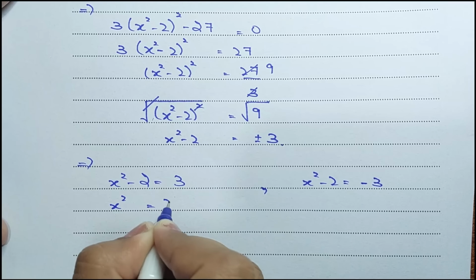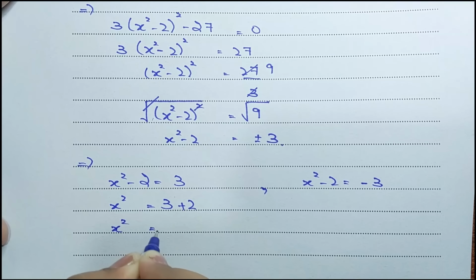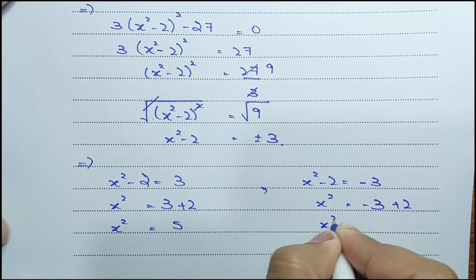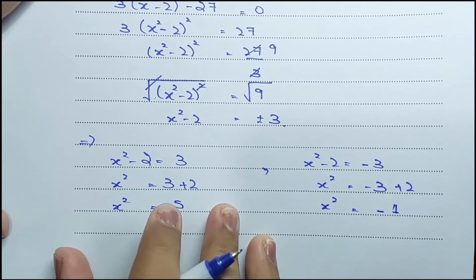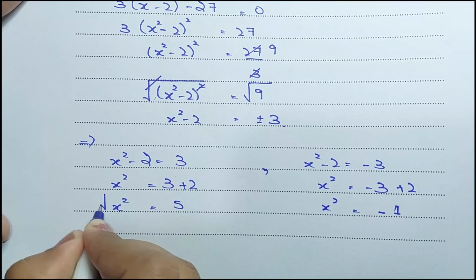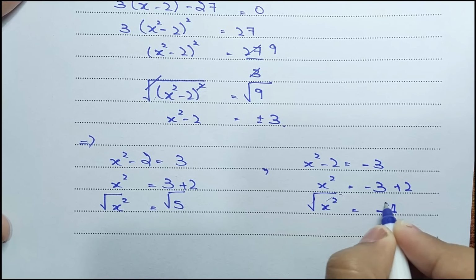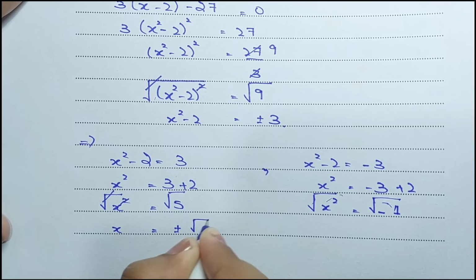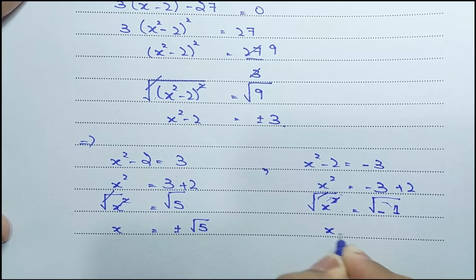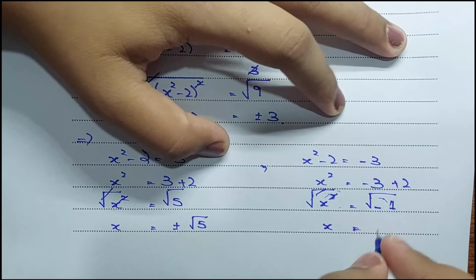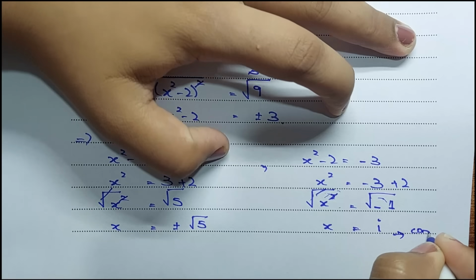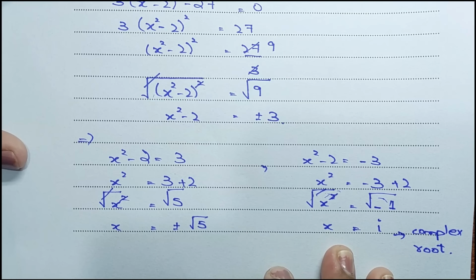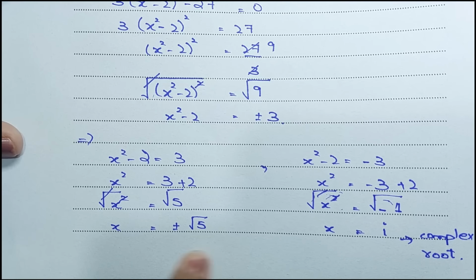So here x² would be equal to 3 plus 2, so x² equals 5. And here x² equals minus 3 plus 2, so x² would be equal to negative 1. We have to find the exact solution solving for x. So taking square roots on both sides, this cancels out. Here x would be equal to plus or minus root 5. Here x is equal to root of negative 1, which is i, a complex root, and we are just working with the real roots in this course, right? So the only solution is plus or minus root 5.